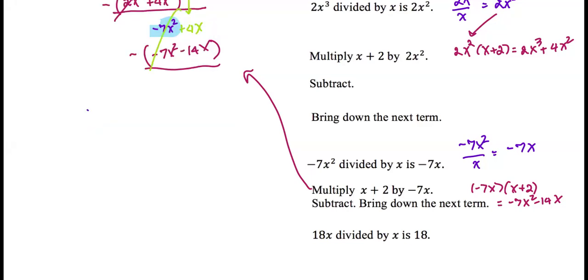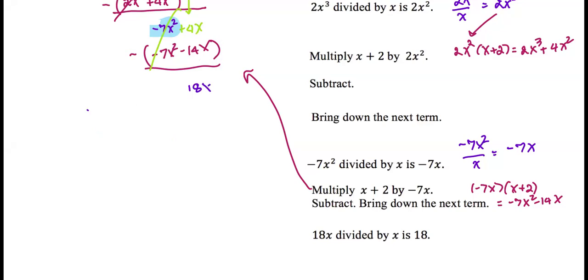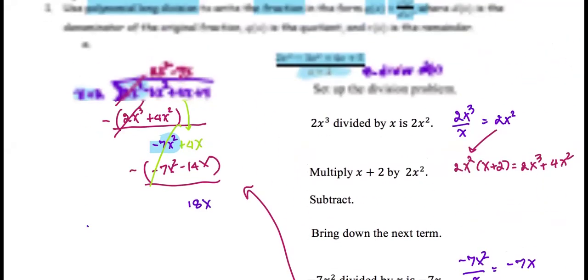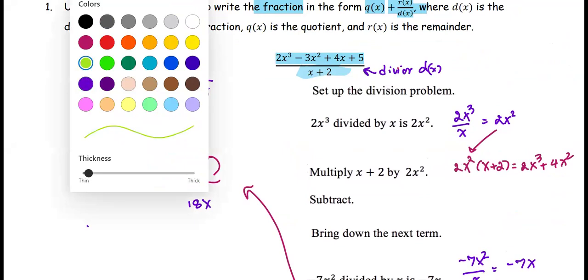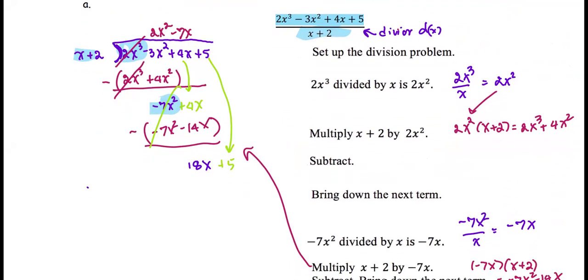Subtract them: negative 7x squared minus negative 7x squared will be 0. And 4x minus negative 14x will give us 18x. So far, we have one more term to bring down, plus 5. The next step, we keep doing the same thing, because in 18x plus 5 the leading term 18x and the leading term x have the same degree. We will keep doing this until the remainder has a lesser degree than the divisor.